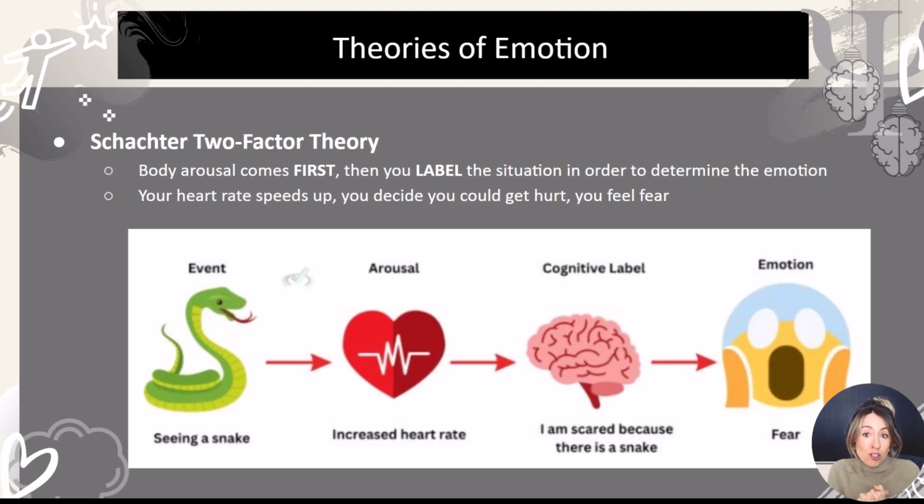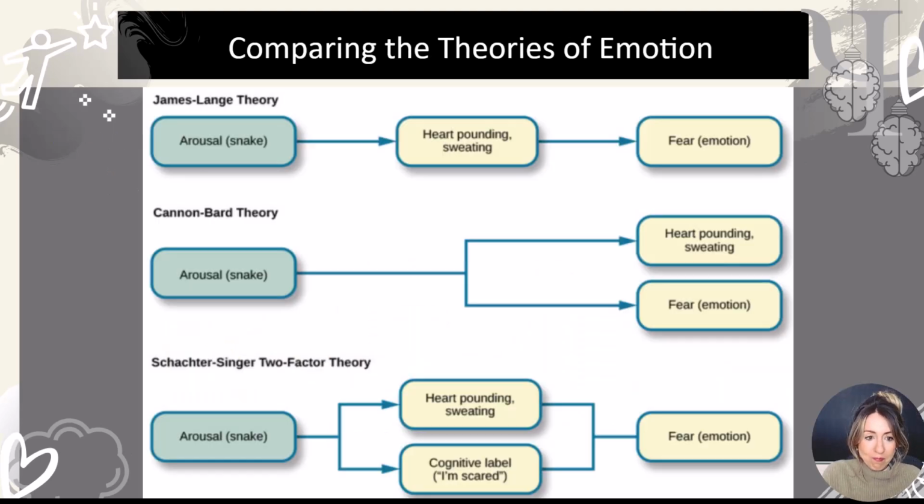So in Schachter's two-factor theory, I had a mentor who did this to help the students remember that two-factor. So you have the body and then the label, which is the second factor that influences your emotion. So if you take a look at all three theories, you have arousal, body, fear; arousal, body and fear; and then arousal, body, I'm scared, fear, right? So they all have similar components, but it's the order of the components that changes, right?